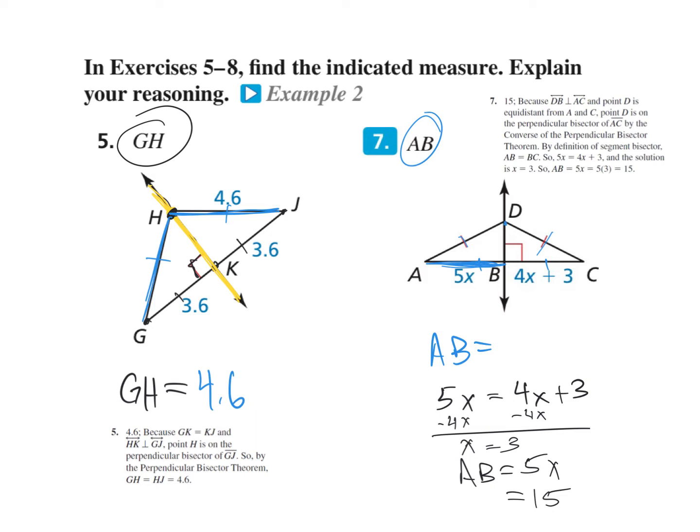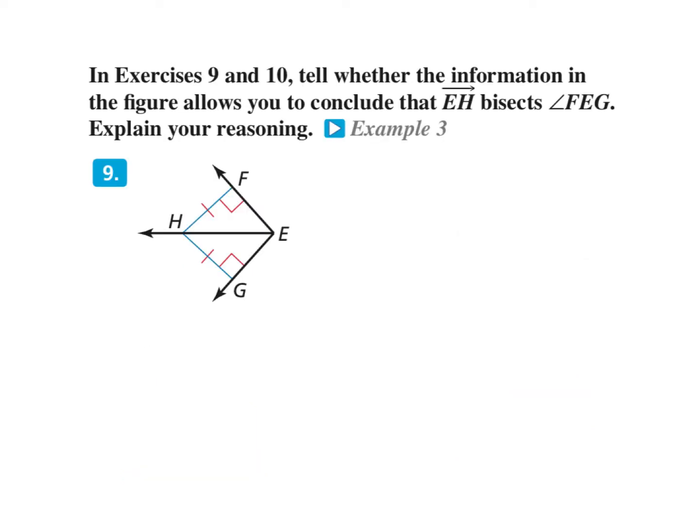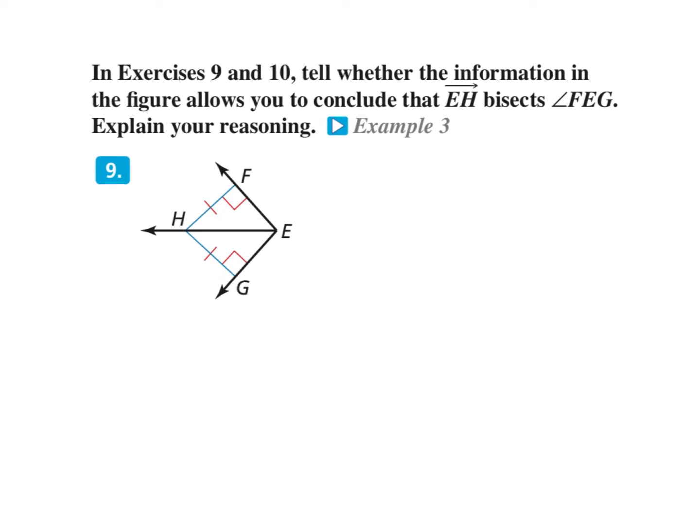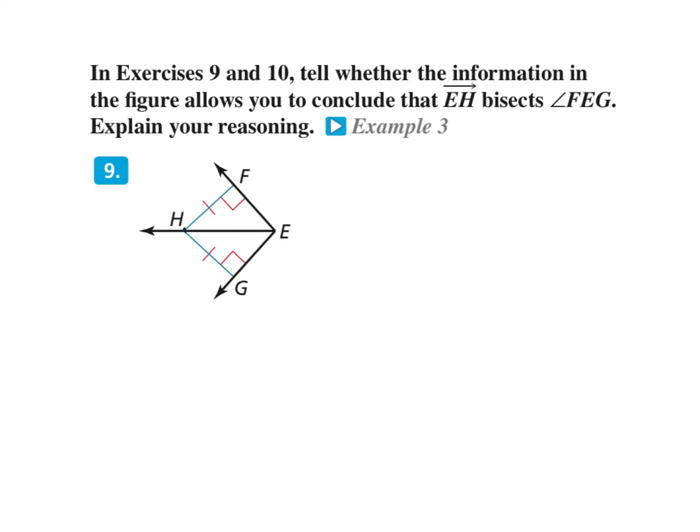All right, let's move on to number 9. Tell whether the information in the figure allows you to conclude that the ray EH is a bisector of angle FEG. Okay, so you have H is on this ray, but does that mean that these two angles are the same? Well, if H is equidistant, perpendicular to the sides of the angle, and we have that they're equidistant and it's perpendicular, we can then say, yes, these two angles are congruent to each other. Okay, so we could then mark those.